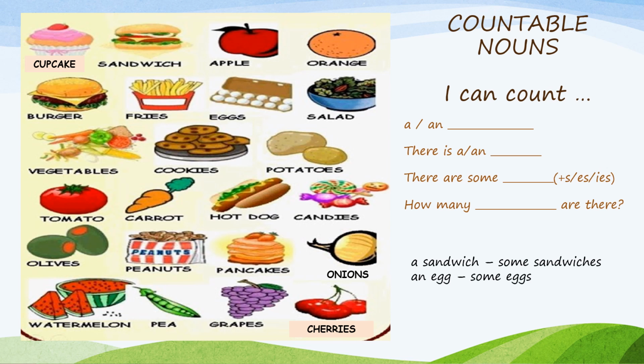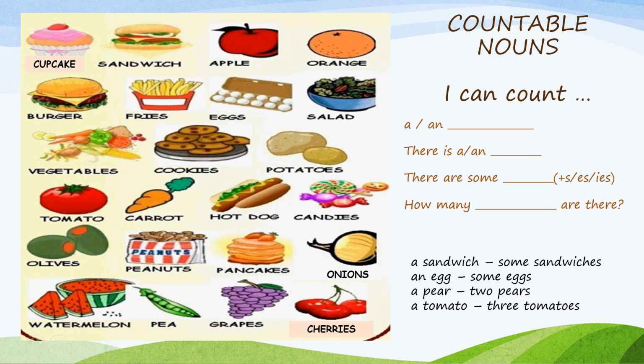There is an egg, there are some eggs. There is a pear, there are 2 pears. There is a tomato, there are 3 tomatoes. So how do you know if the thing or the food can be counted? Alright? One way is to use 1, 2, 3 in front. So for example, you can say a tomato, 2 tomatoes, 3 tomatoes. So we know tomato can be counted.